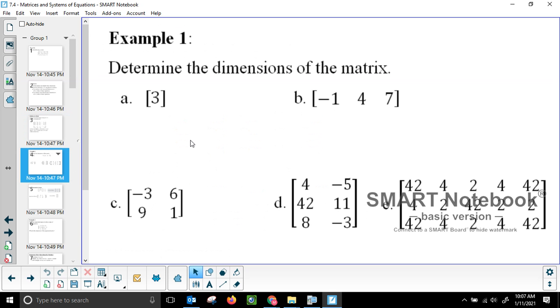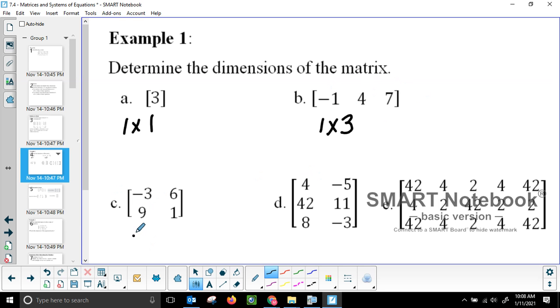All right, so we'll go over some very easy examples here, just giving the dimensions of a matrix. All right, this is obviously a 1 by 1 matrix because we just have one row and one column. All right, here this is a 1 by 3 matrix, because we have one row and 1, 2, 3 columns.